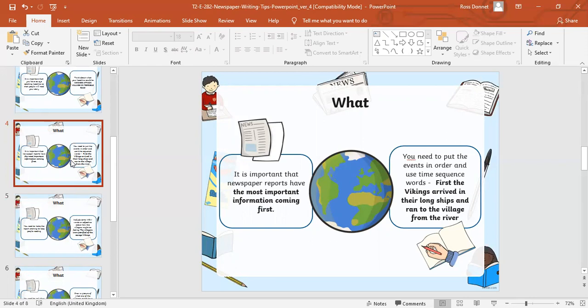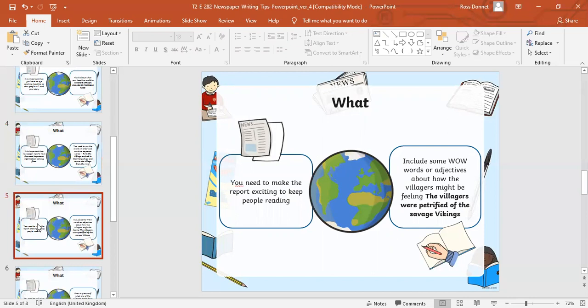What we wouldn't want to write about first is that the Vikings then sailed away in their long ships, because that's the thing that happened last. So remember, when we're writing our newspaper reports, we need to make sure that we're putting the events in the correct order using your time sequence words. That's what we've talked about lots.